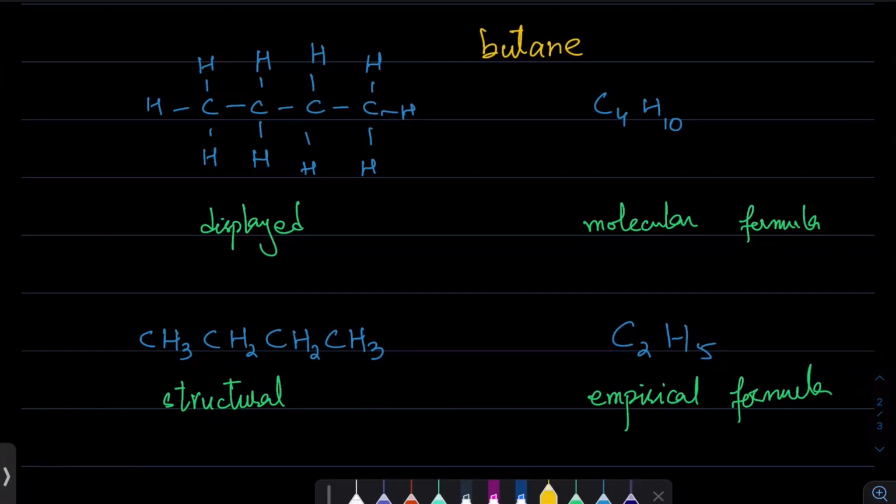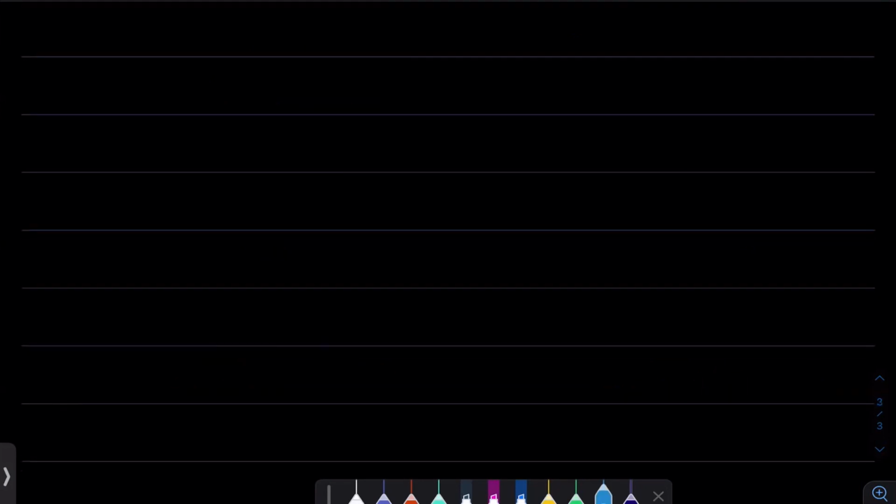Now, here's one thing I can do. I can see that I have 4 carbons in a row. So I'll do one thing: instead of 4, I make it 3 in a row. So I have 1, 2, 3, and the 4th carbon I put somewhere else. So let's say I put the 4th carbon here.